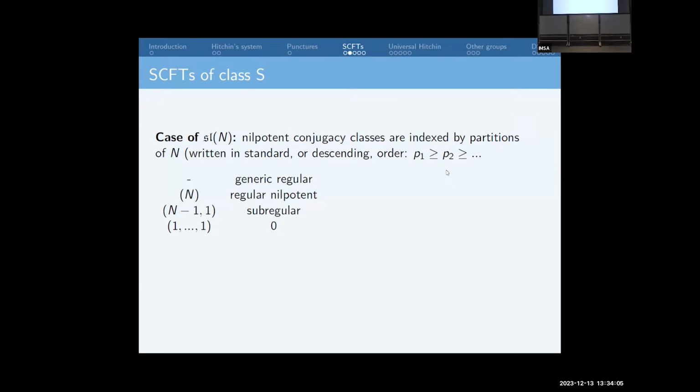So let's see. The generic regular element does not correspond to it. It is not nilpotent. So this doesn't enjoy a convention that you can use to describe all the partitions, of course. But in this particular description, the generic regular element does not occur. The regular nilpotent corresponds to the partition n, and the subregular means you move one box over to the next place and so on, until the smallest nilpotent, which is 0, corresponds to 1, 1, 1.